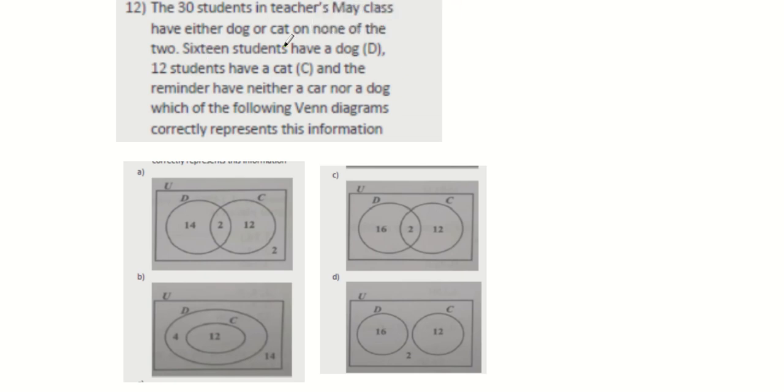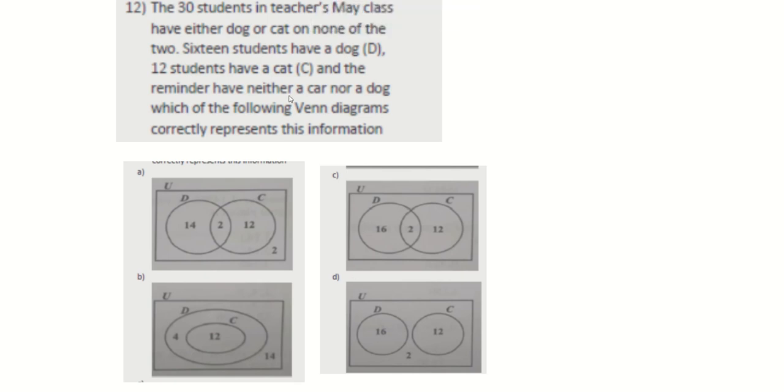So they're telling you that either you have a dog or you have a cat, or none of the two, right? I would say they didn't say anything about any students having a dog and a cat. They just said 16 students have dogs, 12 students have cats, and the remainder have neither a dog nor a cat. So I would say it is D.